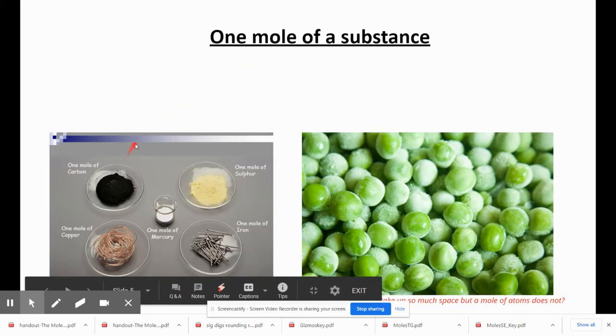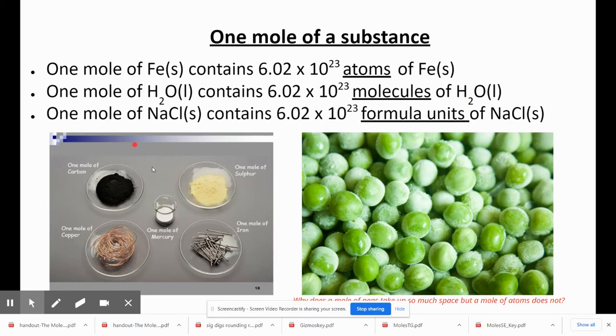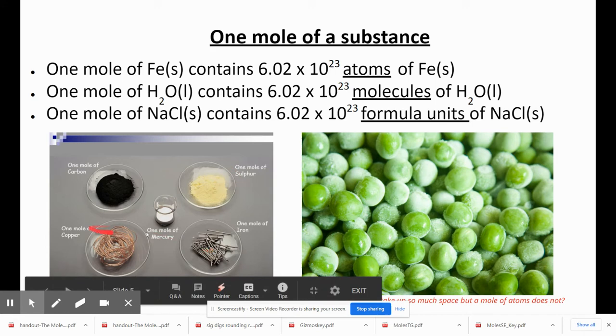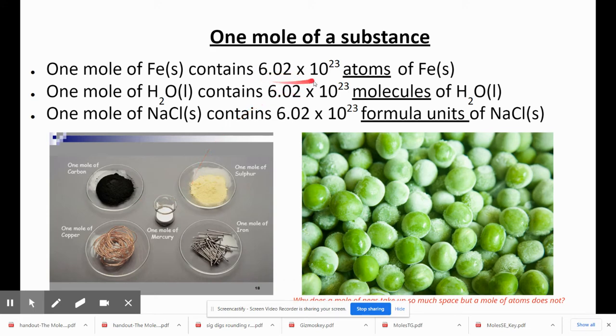And so over here we can see moles of various substances. You can see a mole of carbon, a mole of sulfur, a mole of iron, a mole of copper, and a mole of mercury. And notice they don't seem to take up a lot of room. A mole is a big number. If you had a mole of something bigger, like a mole of peas, that takes up a lot more room. If you click on this little tutorial here, you can see how much room a mole of peas takes up, and it's a lot.